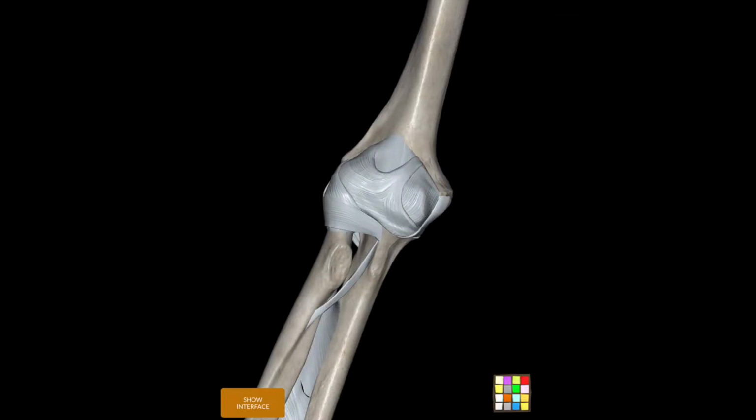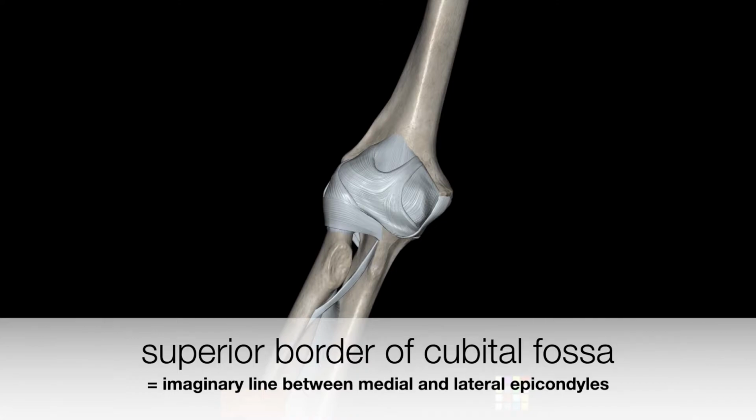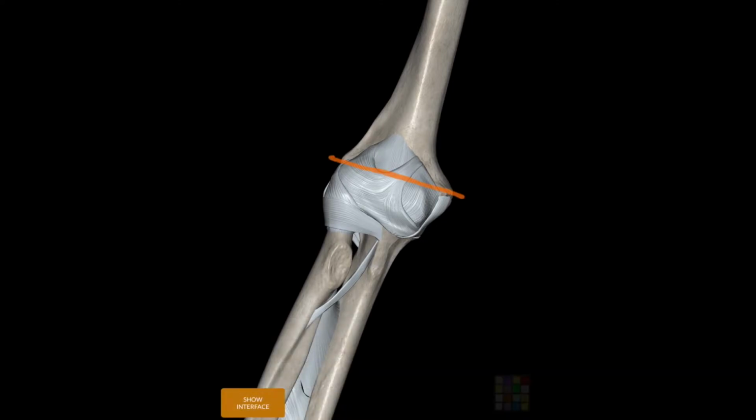Kia ora everyone, this is almost everything you'll need to know about the cubital fossa. The cubital fossa is a triangular shaped tissue space between the arm and the forearm anteriorly, just anterior to the elbow joint. The superior border of the cubital fossa is an imaginary line drawn between the two epicondyles of the humerus, between the medial and lateral epicondyles, and the other two borders of the triangle are muscular, and they're muscles that we haven't met yet, so I'll just draw in the borders and we'll talk about the muscles later.